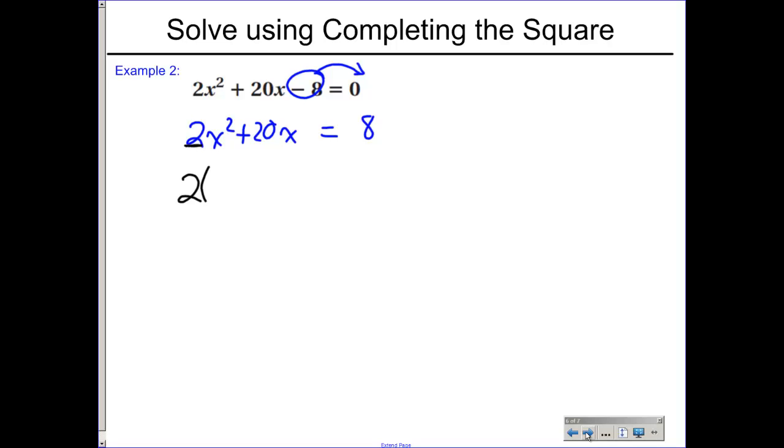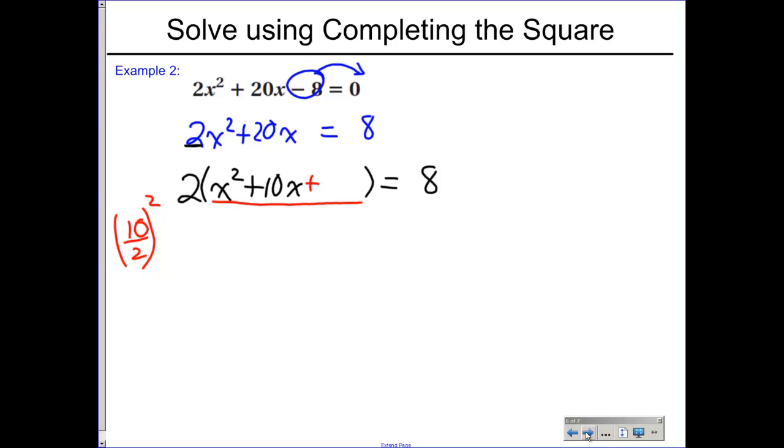So I'm going to write 2 on the outside, x squared plus 10x. I'm going to leave a little space because I want to complete the square, equal to 8. So what is it I have to put inside here? What do I have to add to turn this into a perfect square trinomial? Well, we're going to take the middle term of 10, divide it by 2, and square it. So 10 divided by 2 is 5.